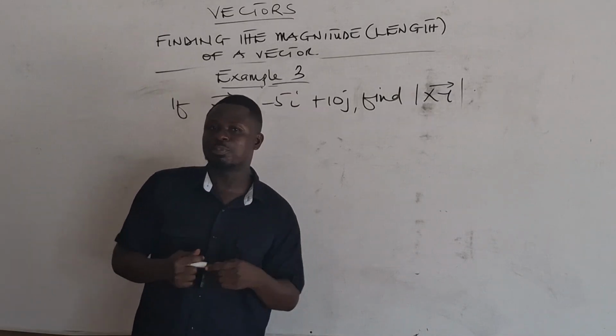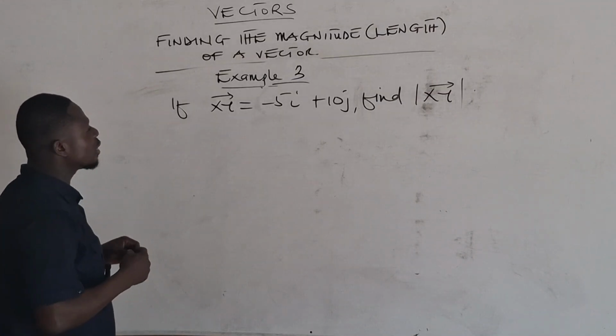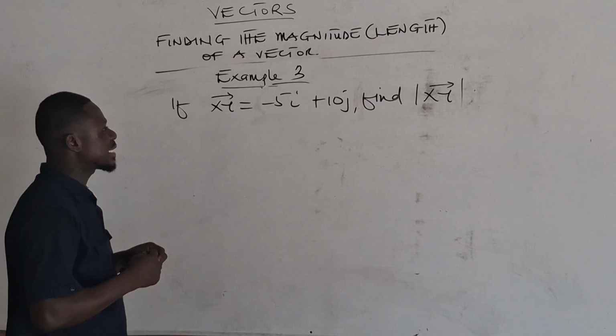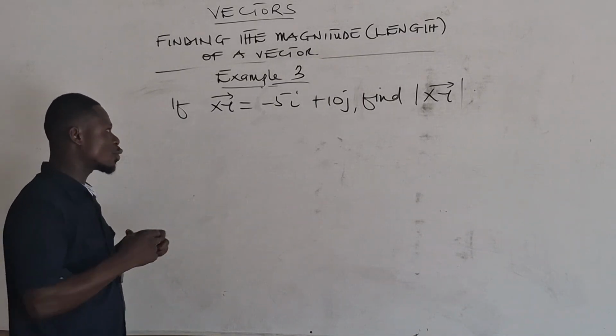Our third example has this information. If vector XY is equal to negative 5i plus 10j, find the magnitude of vector XY.